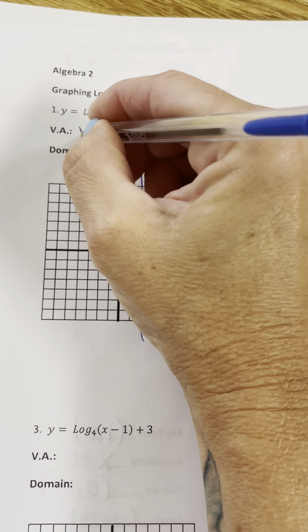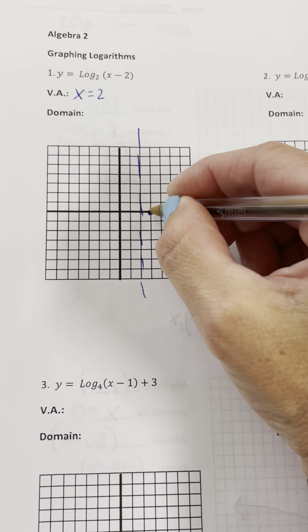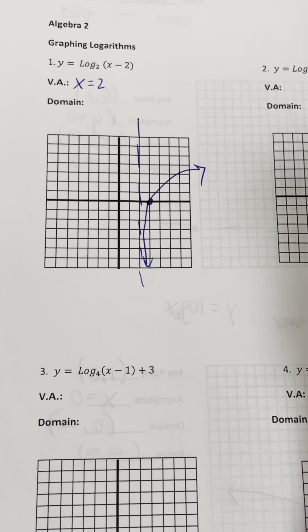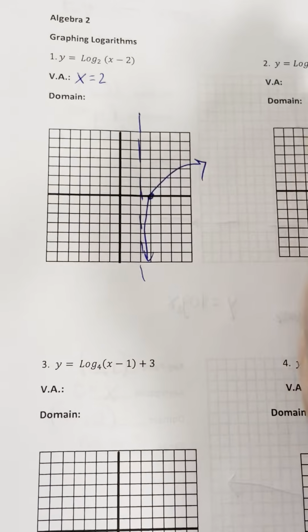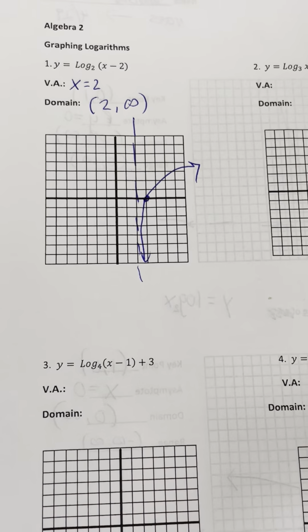My vertical asymptote is going to be at x equals 2. My key point is still 1 away from the asymptote, and I'm going to look like this. My domain is everything from 2 and over, so open parentheses 2, infinity.